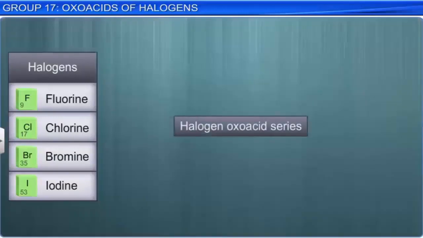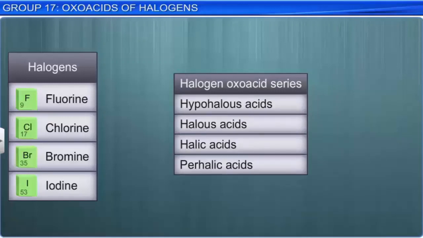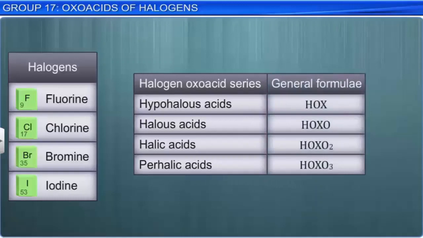Halogens usually form 4 series of oxo acids, namely hypohalous acids, halous acids, halic acids, and perhalic acids, which are represented by the general formulae HOX, HOXO, HOXO2, and HOXO3, as shown here. X represents the halogen, which may be fluorine, chlorine, bromine, or iodine.